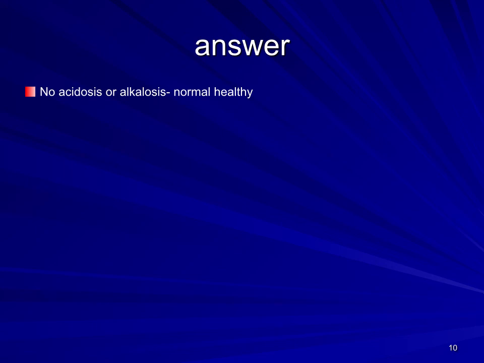Look at one more example. pH is 7.35, PaCO2 is 42, and HCO3 is 25. There is nothing happening here because all these numbers are normal. So there's no acidosis or alkalosis happening.